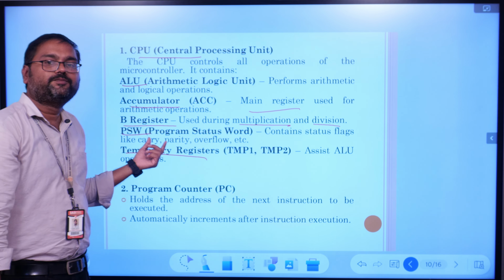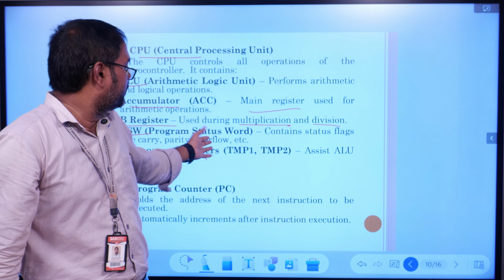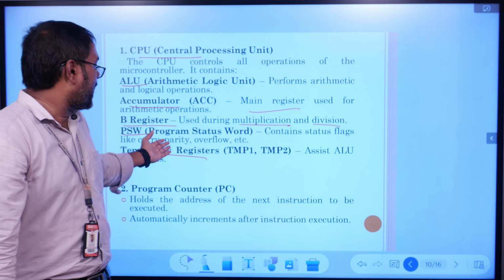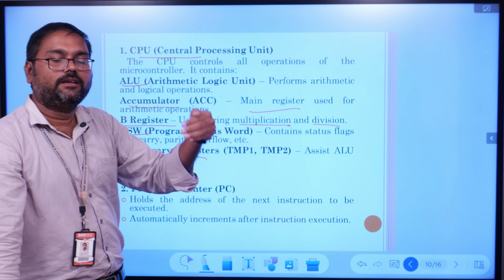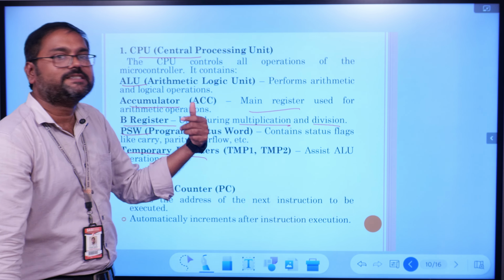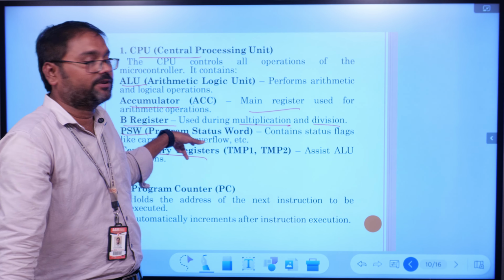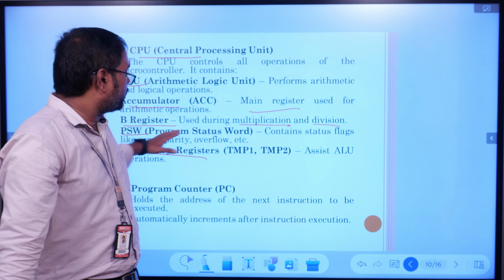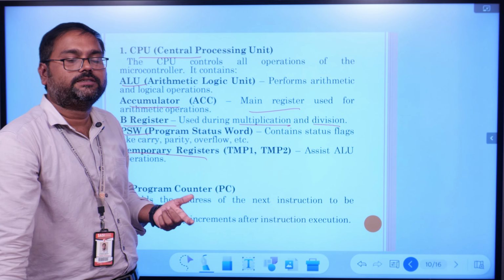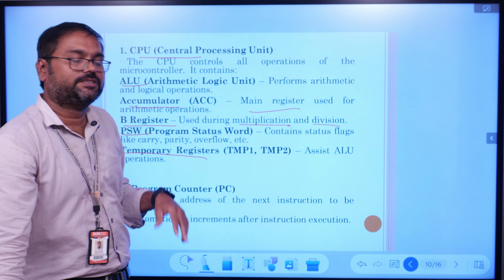And coming to the PSW, that is the program status word. The name itself indicates that it shows the status of the program. After execution of any instruction, the result is stored in the destination, and the status of the result is updated in the PSW register. Here we have different flags: carry flag, auxiliary carry flag, parity flag, overflow flag. If any carry is generated in the previous instruction, the carry flag will be updated in this register. Similarly, if there is any parity, the parity flag will be updated. So this register updates the status of each flag, the status of the information processed by the previous instruction or result.